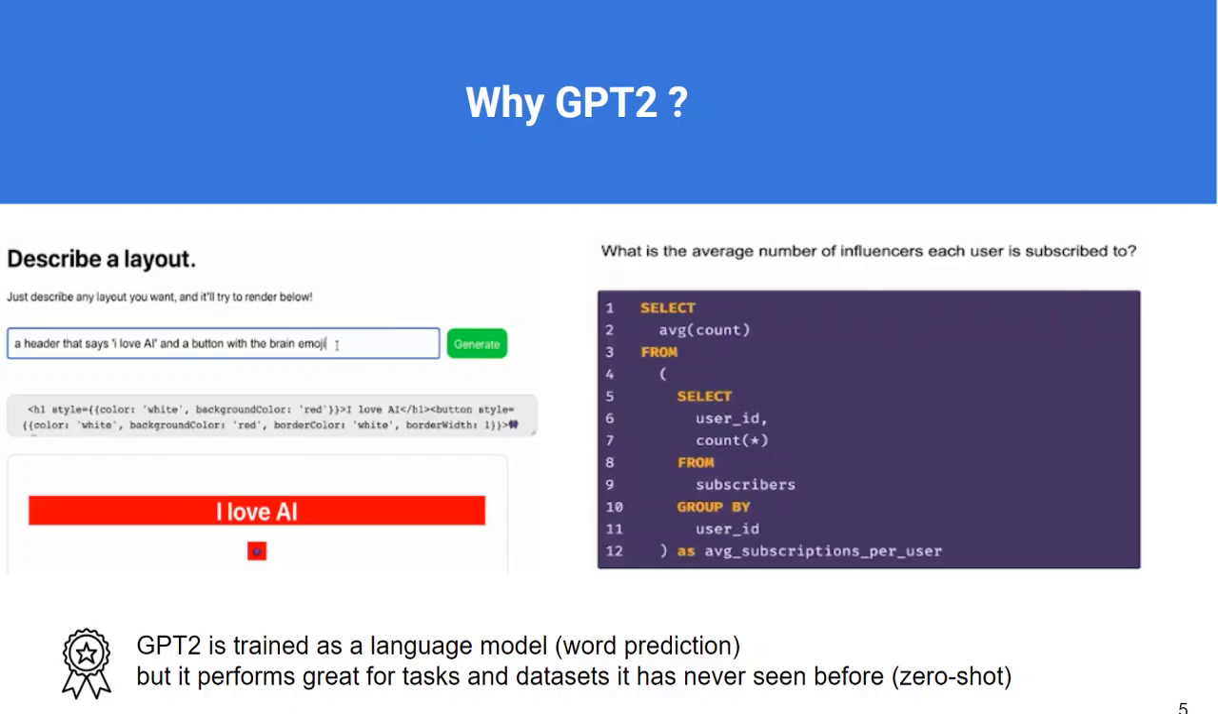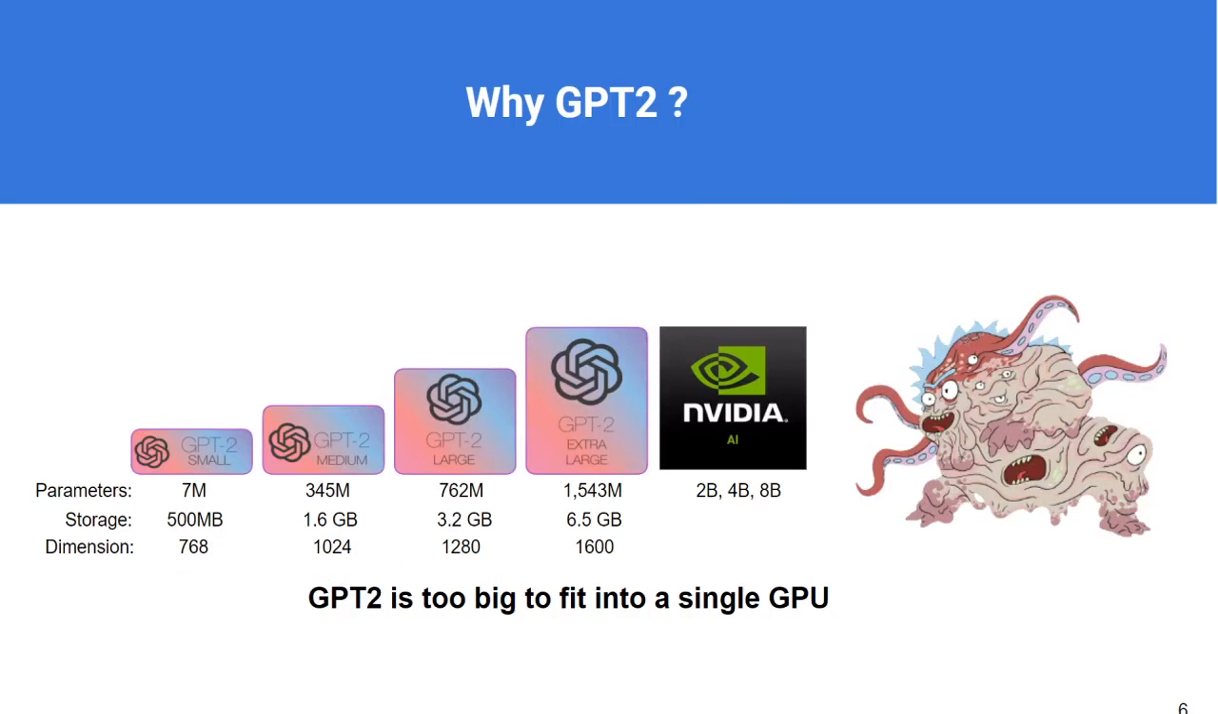But GPT-2 does have one problem. It is huge. It can have billions of parameters. That's simply too big to fit into a single GPU. And that's why Paperspace wants to start from GPT-2.